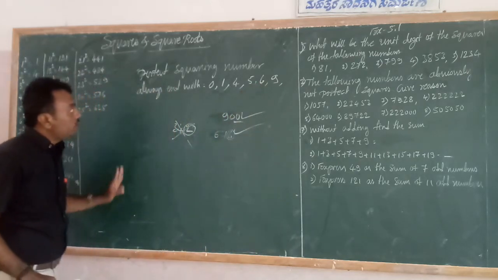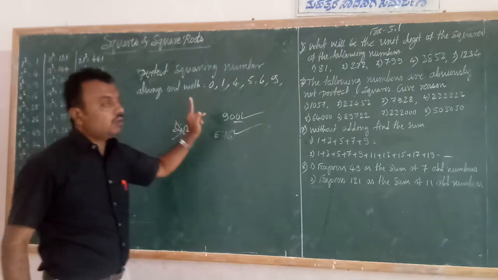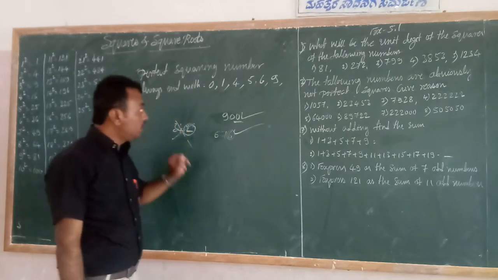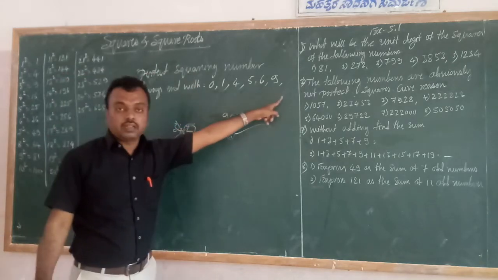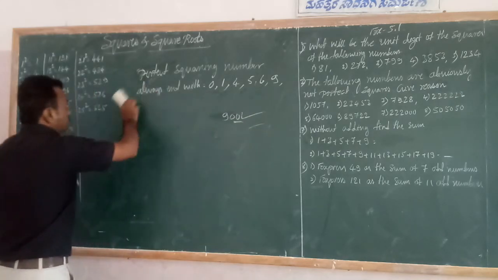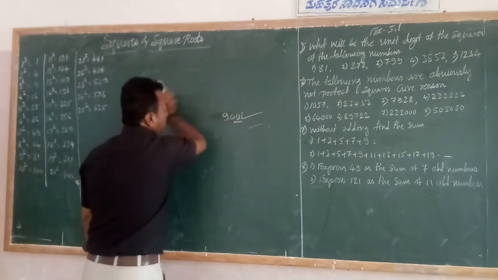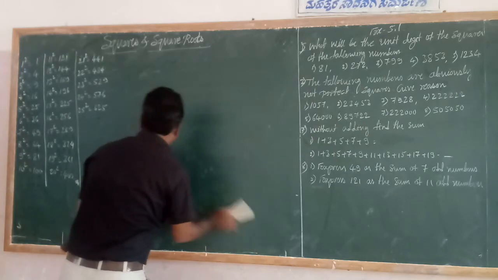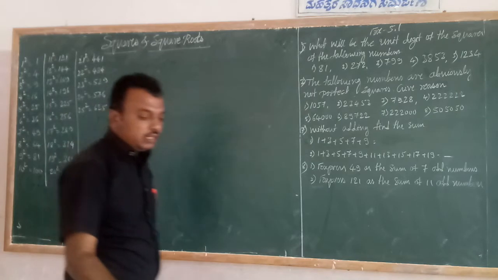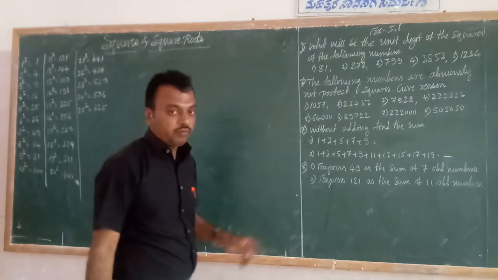So perfect square numbers always end with 0, 1, 4, 5, 6 and 9. Okay. Imperfect square numbers do not end with these kinds of digits. Okay. Yes. Next one, students. You have to keep these numbers in your mind. So next I will go to exercise 5.1.